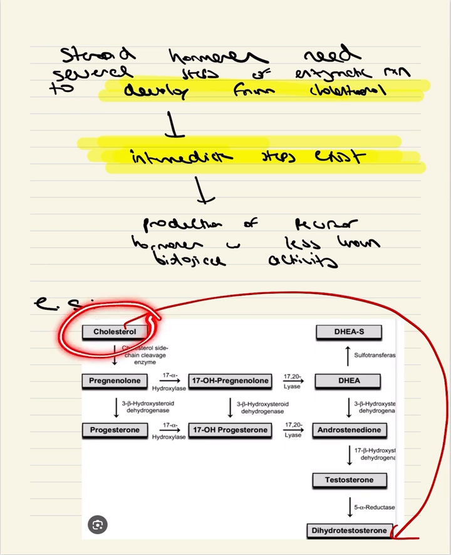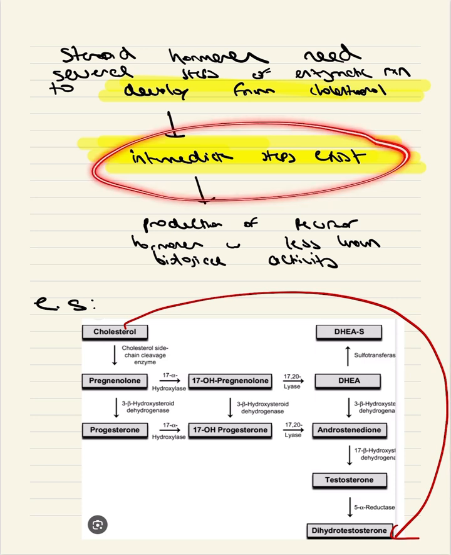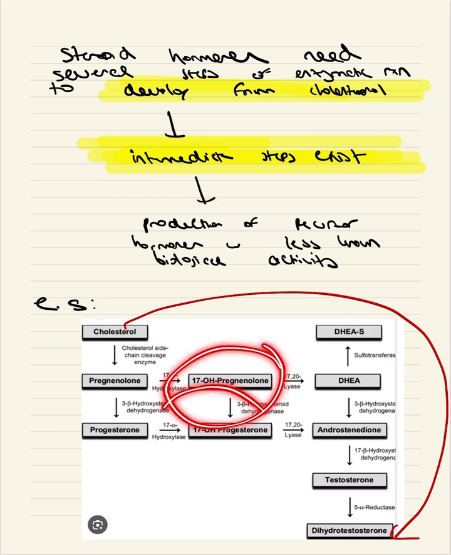So you have cholesterol, you make testosterone. The idea here is that we have multiple steps of reactions, enzymatic reactions, just like the peptide hormones. We had multiple steps of reactions, and here we also do have multiple steps of reactions. The clinical correlate here is that we have intermediate steps that exist. So we have some intermediate steps that you can see.